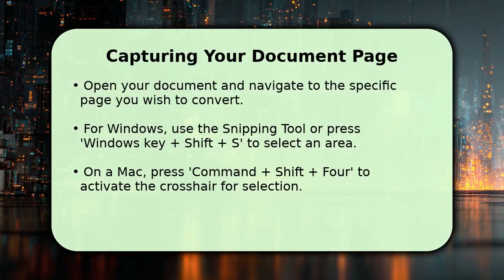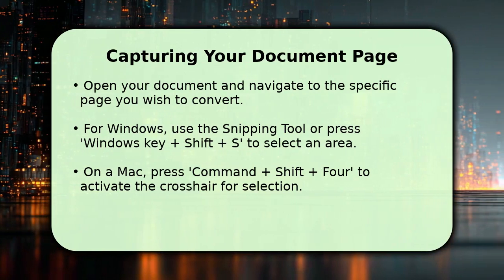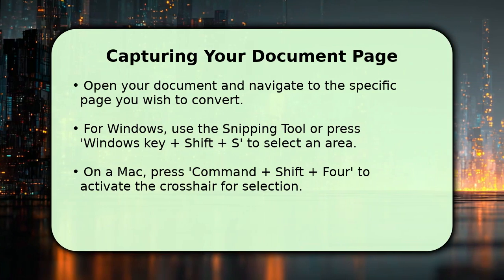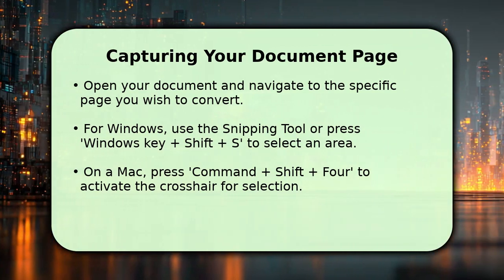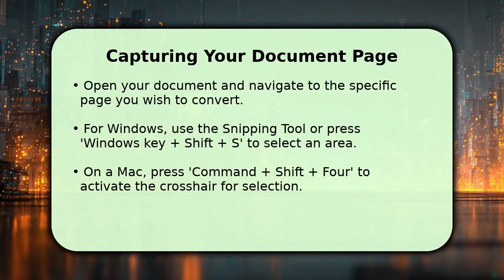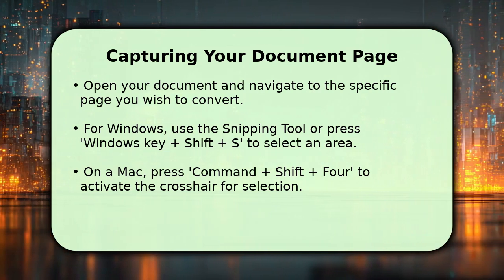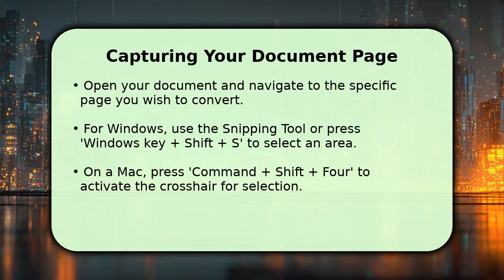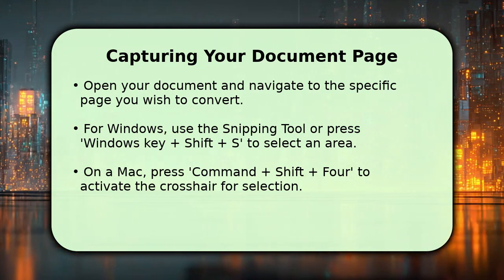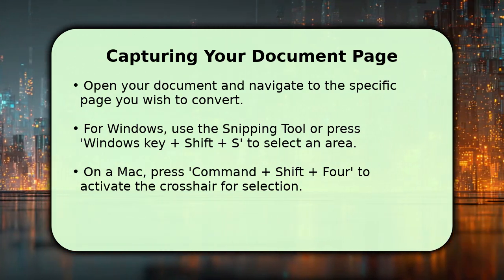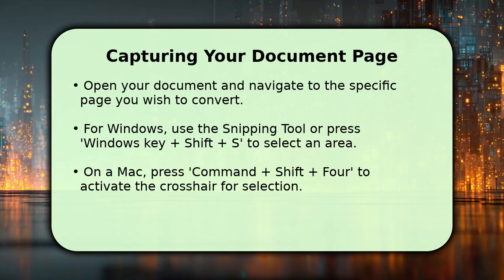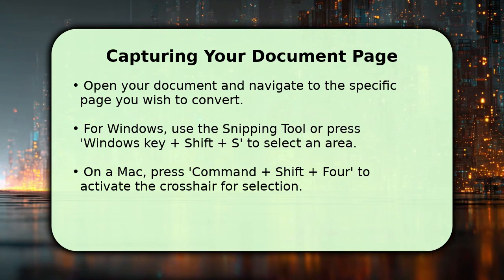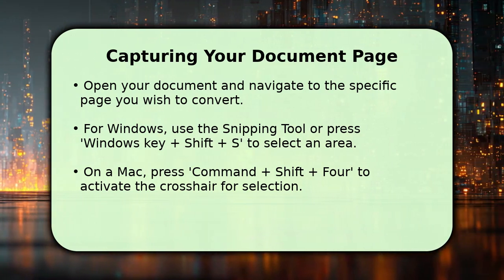The very first step involves opening your document to the page you intend to convert and then taking a precise screenshot. On a Windows computer, the built-in snipping tool is incredibly helpful. Simply search for it or use the Windows key, Shift, and S combination to select your desired area. Mac users can achieve this by pressing Command, Shift, and the number 4, which turns your cursor into a crosshair. This allows you to meticulously capture the exact boundaries of your document page.